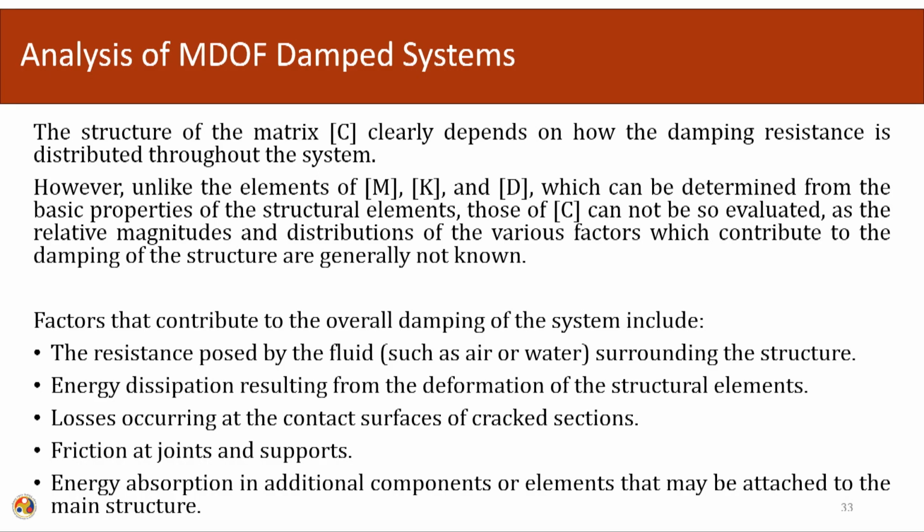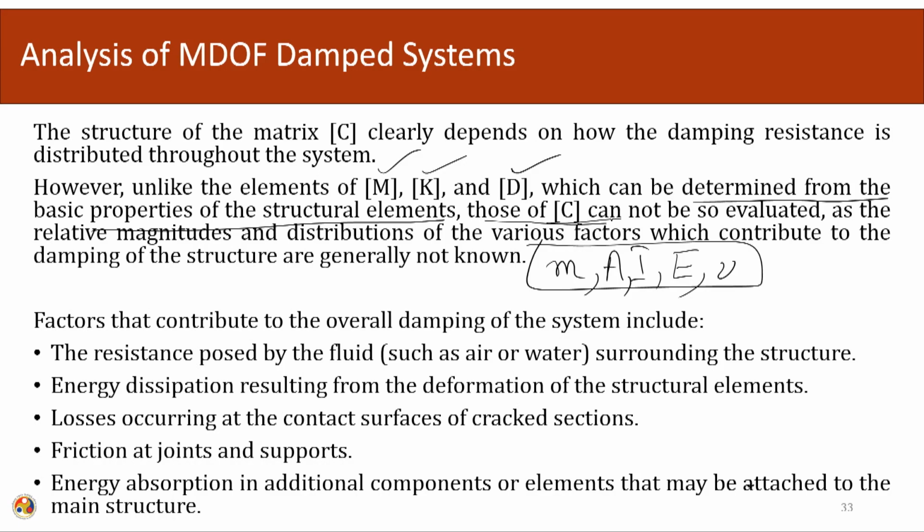But unlike the elements of mass, stiffness and flexibility matrix, which can be determined from the basic properties of the structural element, remember, in order to calculate the mass, stiffness and flexibility, we use the distributed mass, the area, the second moment of area, the modulus of elasticity, nu and other basic properties. But in case of the damping matrix, it becomes tricky, because C, the damping coefficient, is a representation of the damping.